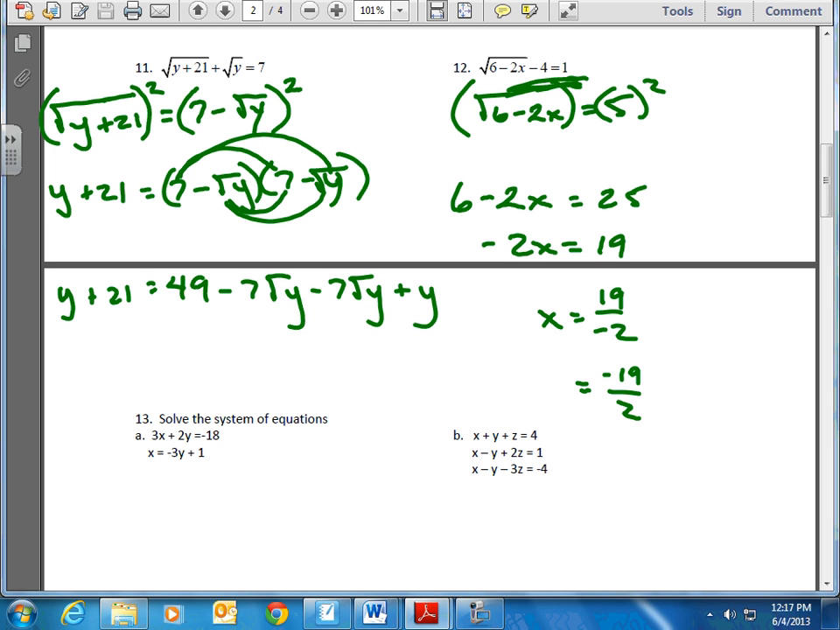So let's do that. First step, let's put all the y's on the left-hand side. To do that, I'll subtract y from both sides. When I subtract y, that goes away. That helps. Get the constants on the same side. 21 minus 49 gives me a negative 28.